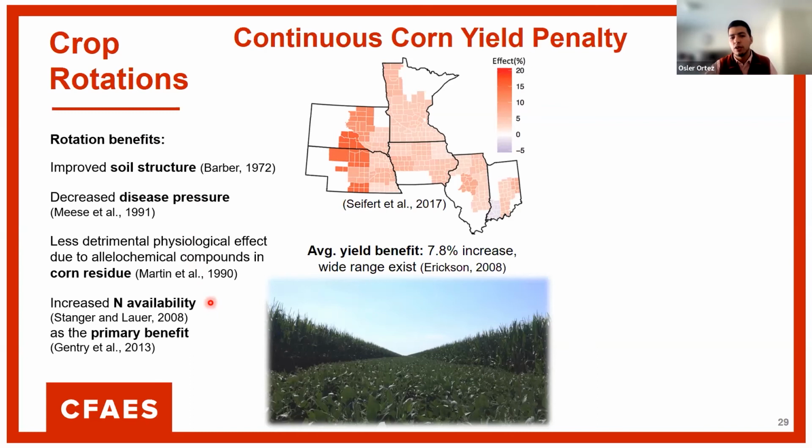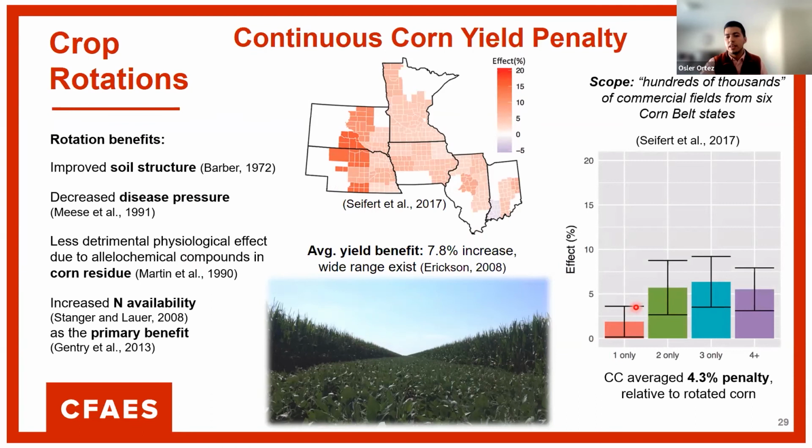This picture shows some historical plots in Nebraska with a corn soybean rotation. This map here shows the negative effect. Anything that is red is a yield loss due to continuous cropping in the US corn belt. And over here, we see that the detrimental effect gets magnified as the number of years increase with that continuous cropping system. So we want to make sure to have some crop rotations whenever it's possible and adequate for the farming system.